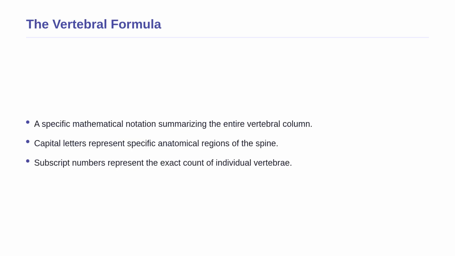Moving from biomechanics to taxonomy, biologists frequently use a specific mathematical notation to summarize the entire vertebral column of an animal. This is called the vertebral formula. In this notation, each capital letter represents a specific anatomical region of the spine, such as cervical for the neck or thoracic for the chest. The subscript number attached to each letter tells us the exact count of individual vertebrae found in that specific region, giving us a quick snapshot of the animal's skeletal structure.